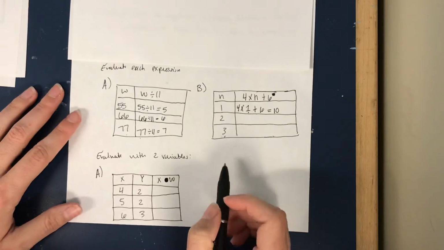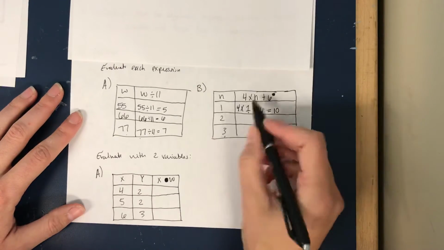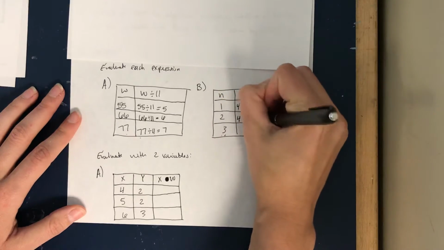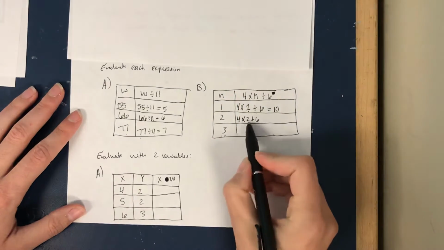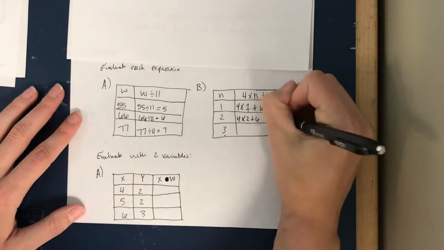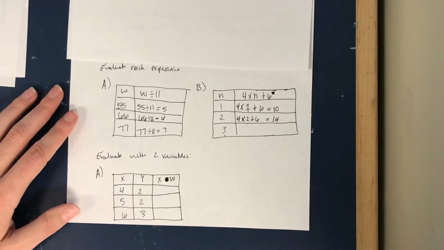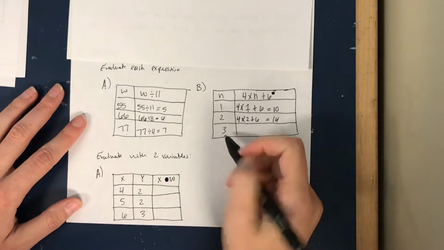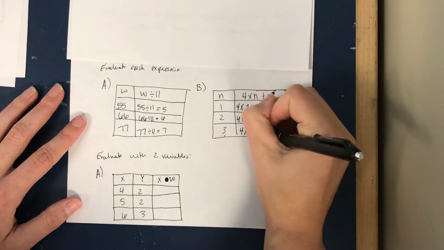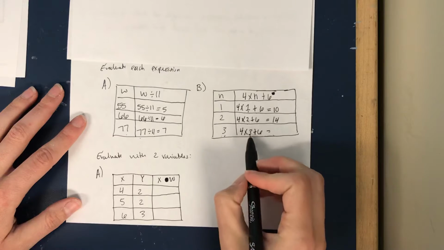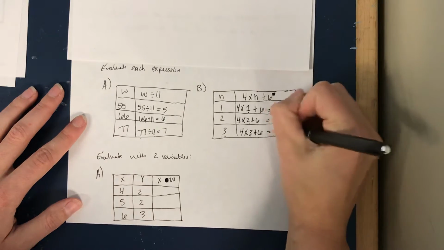The next one, again, I'm just going to write it down with my 2 in the place of n. So 4 times 2 plus 6. Well, 4 times 2 is 8. Add that to 6 and you get 14. Make sure that you are multiplying first. Now n equals 3, so we're going to say 4 times 3 plus 6. I have to do the 4 times 3 first. 4 times 3 is 12, plus 6 is 18.